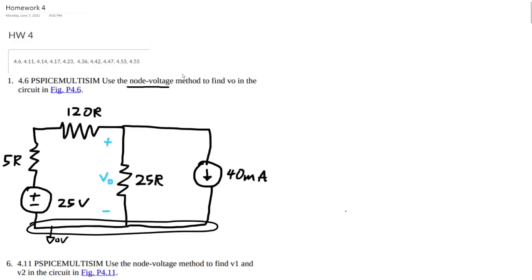Alright, so for problem 4.6, the first problem of homework 4, the task is to use nodal analysis, also known as the node voltage method, to find VO in the circuit. Number one thing we're going to do, label our nodes. And let me do that actually in green.